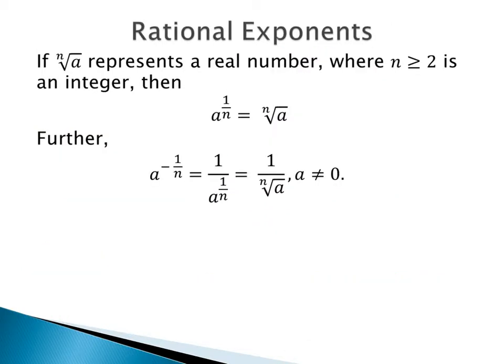Next, we get into our rational exponents. So if the nth root of a represents a real number where n is greater than or equal to 2 is an integer, then we can say that a to the 1 over n is equal to the nth root of a. So what this really means is that we can rewrite a radical with a fractional exponent or a rational exponent. Further, if we have a to the negative 1 over n, that negative exponent rule again would flip it over, take the reciprocal, so it would be 1 over a to the 1 over n, which would then equal 1 over the nth root of a as long as a doesn't equal 0, because that would make the denominator undefined.